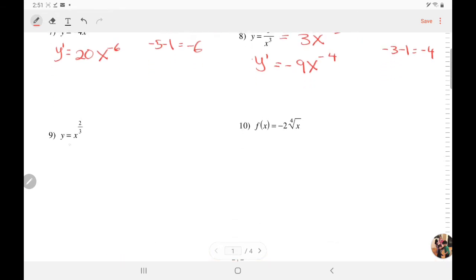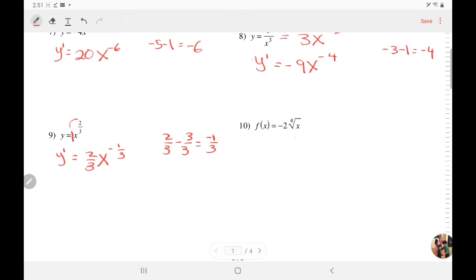In number 9, there is an invisible 1 here. So the derivative of this is to multiply the 1 with the 2/3, so it's 2/3 x. Reduce your exponent by 1. So 1 is the same as 3/3, so that's negative 1/3.